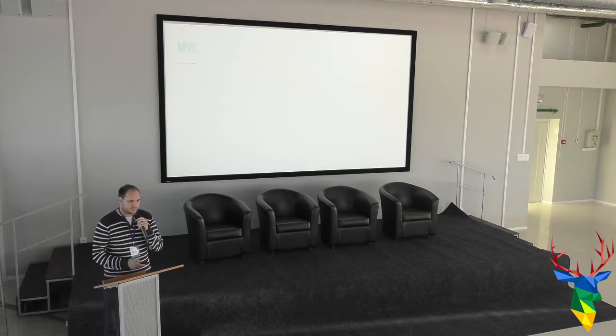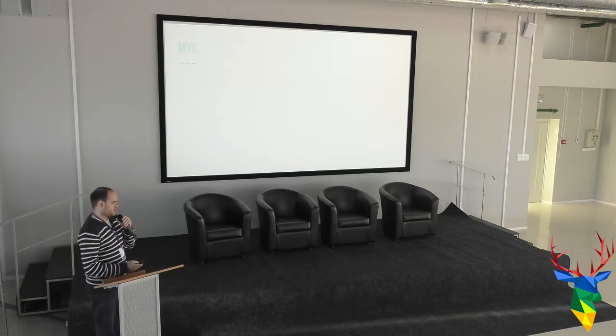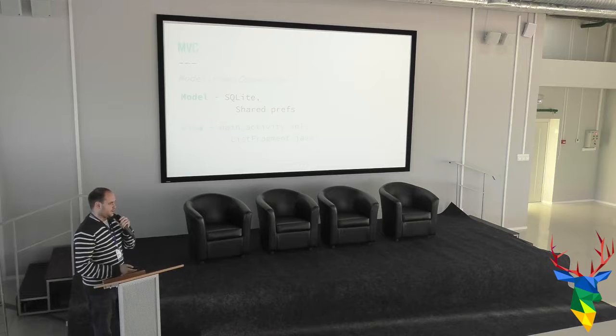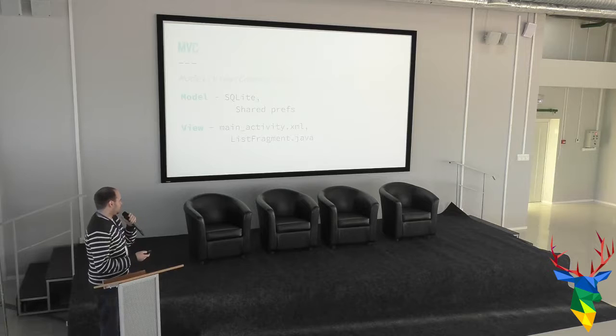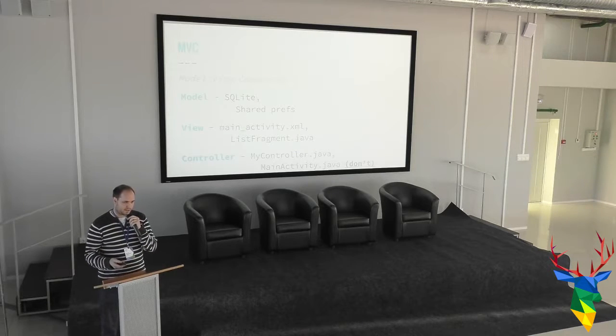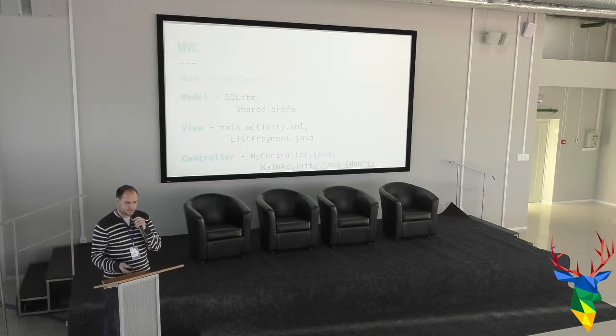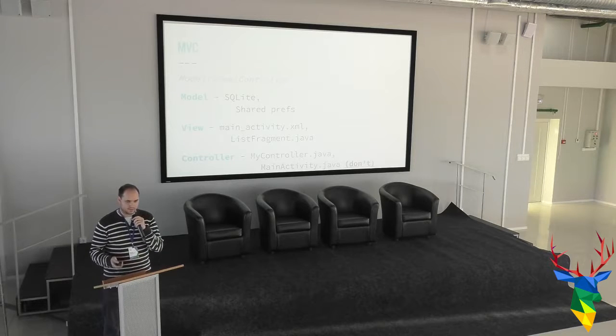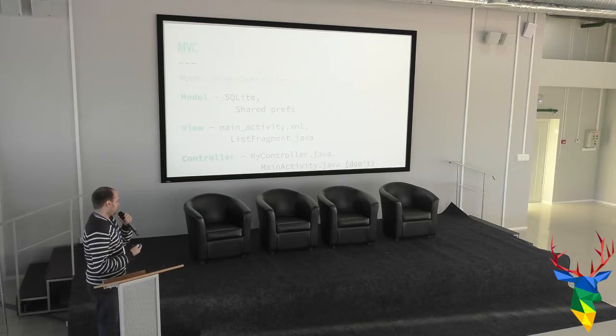What we have tried before is MVC. From an architecture standpoint, this is a very common pattern, and people mostly do it like this. In the model layer, they put SQLite, shared preferences, whatever. In the view layer, they put their XMLs, obviously layouts, and the fragments. And in the controller layer, they create their own controllers or just put everything into the main activity. So we had this problem: main activity was the main controller, and it had over 15,000 lines. So don't do that. It's awful. It's very difficult to maintain.